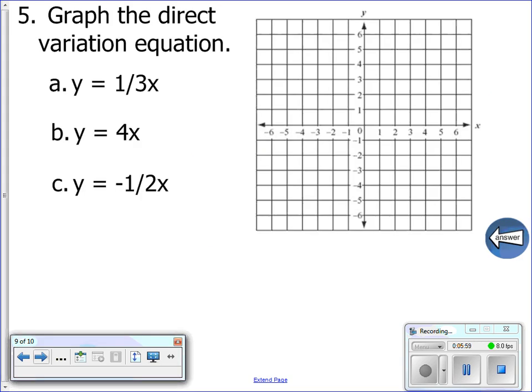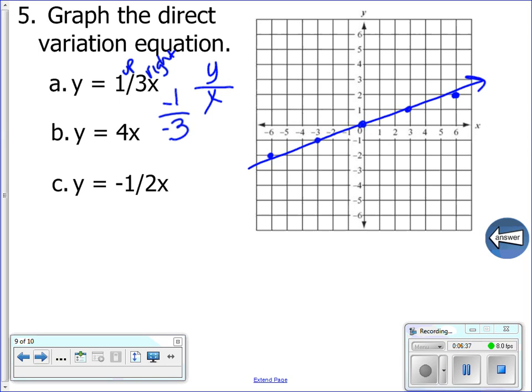Graph the direct variation equation. Well, direct variation equation we know starts at 0, 0. So for A, start at 0, 0. The numerator tells me up. The denominator tells me right, because the numerator is our change in y over the change in x. So that means up 1, right 3. I could also see this as -1 over -3, and that would mean I'd go down 1 and left 3. And there's my graph.